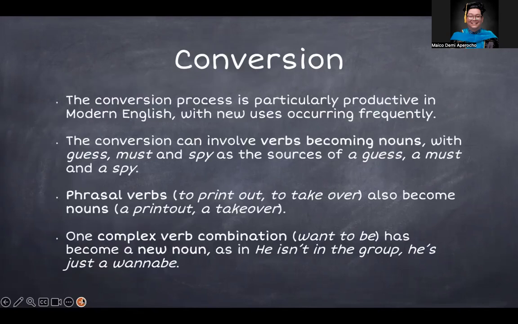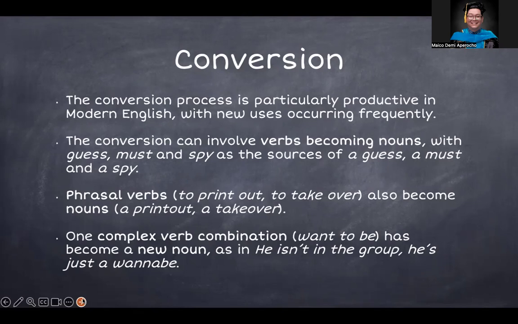Now, the conversion process is particularly productive in modern English, with new uses occurring frequently. The conversion can involve verbs becoming nouns, with guess, must, and spy as the sources of a guess, a must, and a spy. There are also phrasal verbs, for example, to print out, to take over, which also became nouns, such as a printout, a takeover. One complex combination, for example, want to be or wanna be, has become a new noun, as in, he isn't in a group, he's just a wannabe.